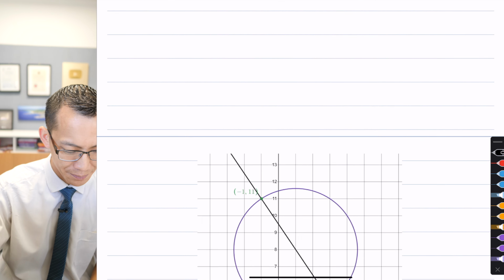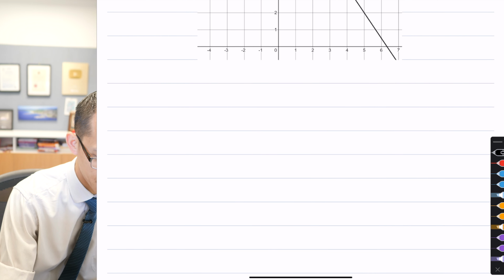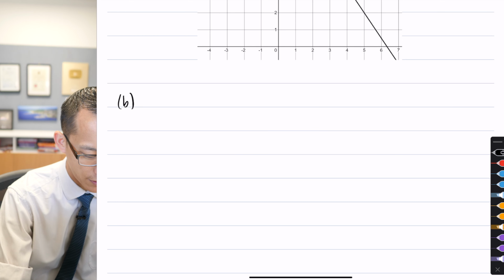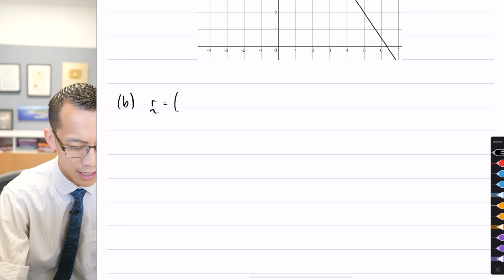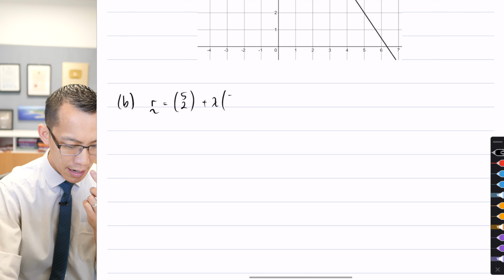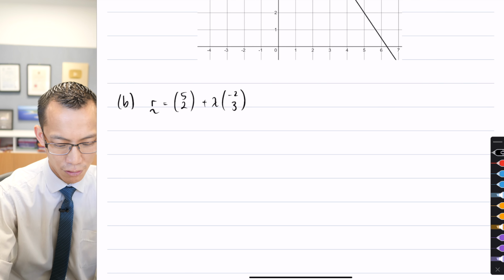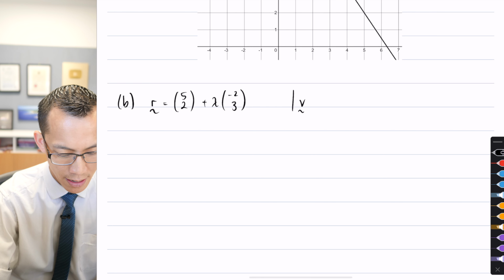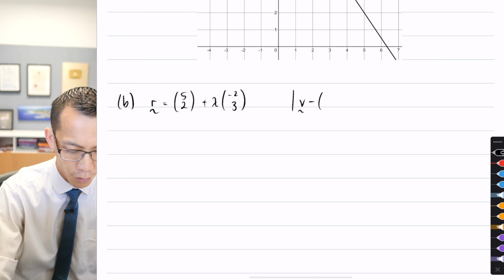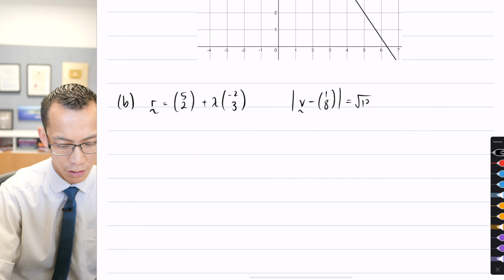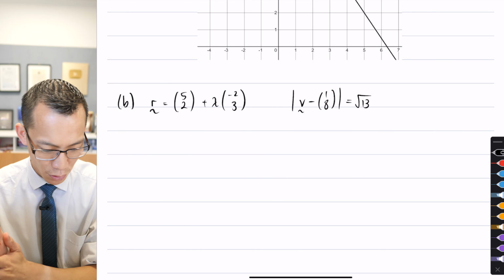This is part B. Let's write it here. And I'm going to begin just by writing the two equations that I'm solving. So here's my straight line. We already said before, it's (5, 2) plus lambda (-2, 3). And then I also have the circle, which we haven't written as vector form, I don't think, in component form anyway. This is what I've got if I think about the circle. Okay, so I'm going to ball these two together.